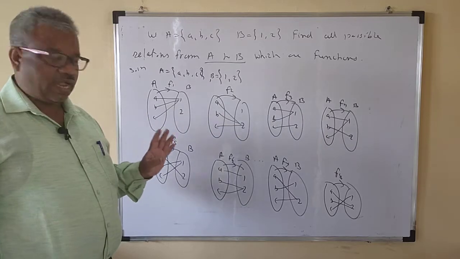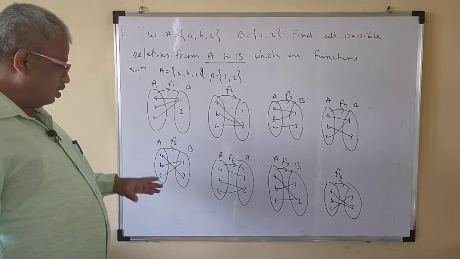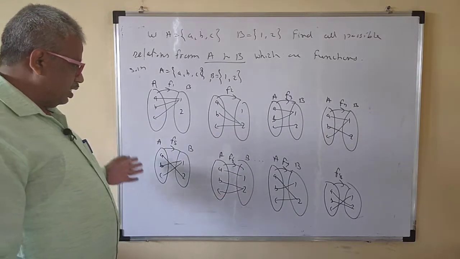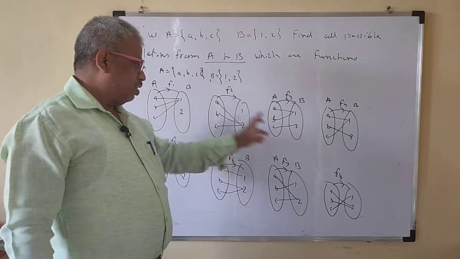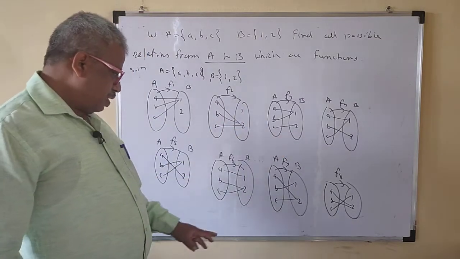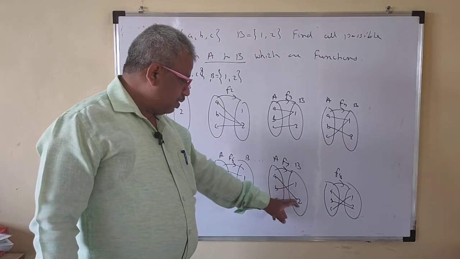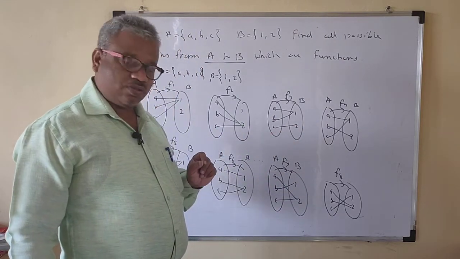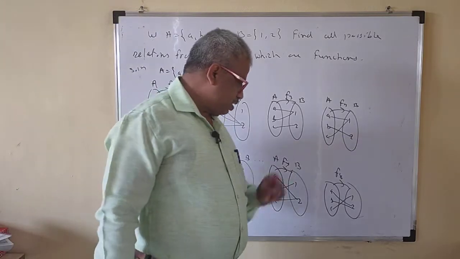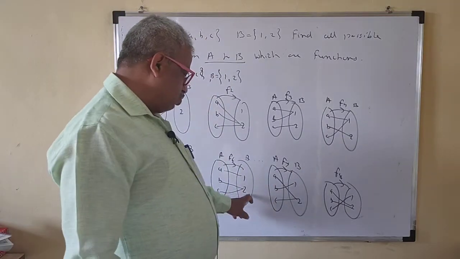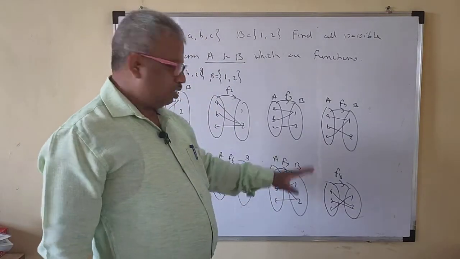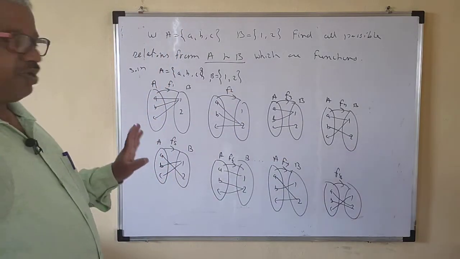We have formed all 8 distinct functions. These are all distinct functions. See here, no one is the same here. See here, image of C is 2 here. But image of A is not 2 here, right? So image of B is here 2. But image of C is not 2 here. So all are the distinct functions here.